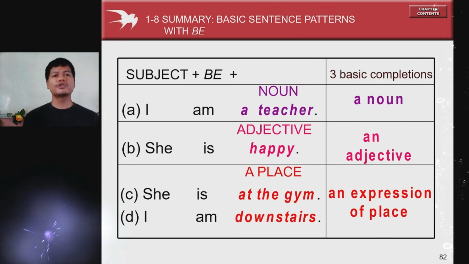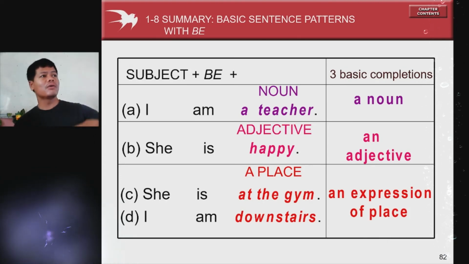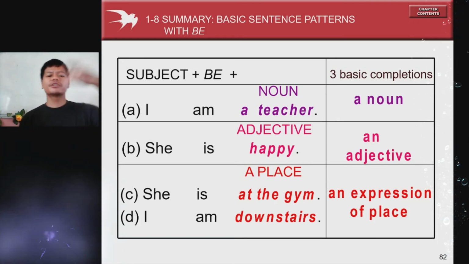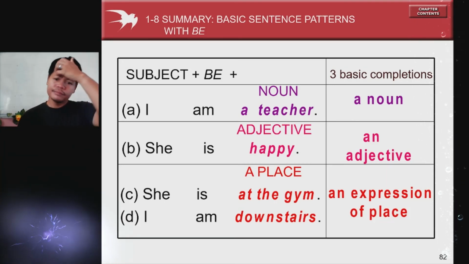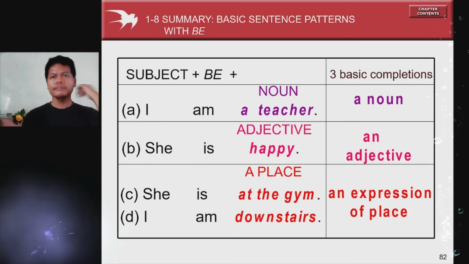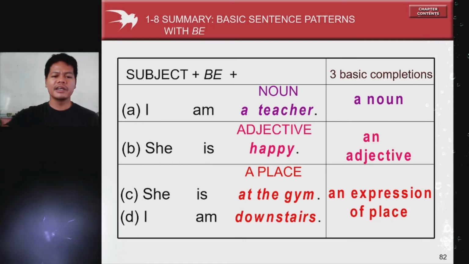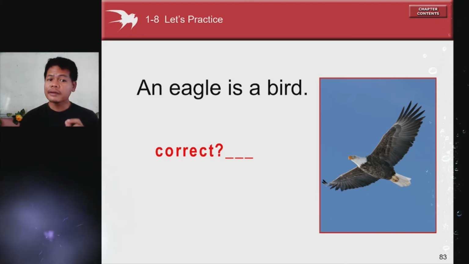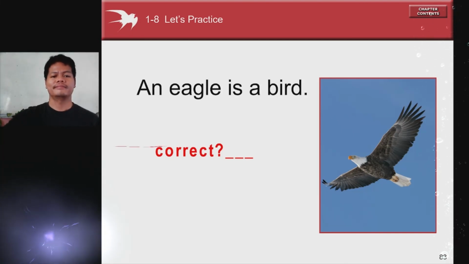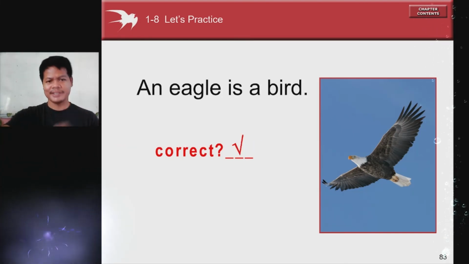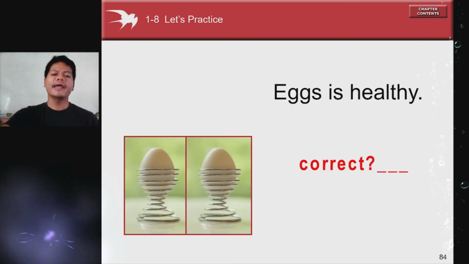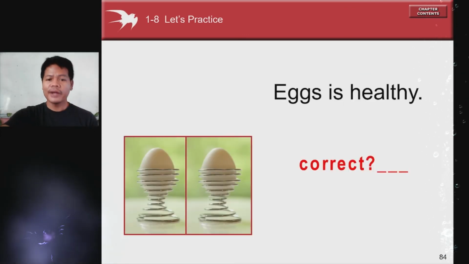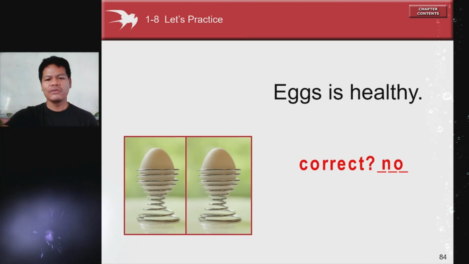Do you know expression? Oh, it's very big, very tall. You can use many things, no? Okay? An eagle is a bird. Let's practice. An eagle is a bird. Correct or not? Correct. Eggs is heavy. Correct or not? No.